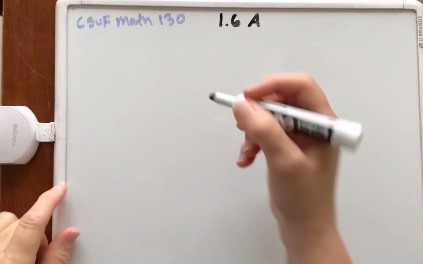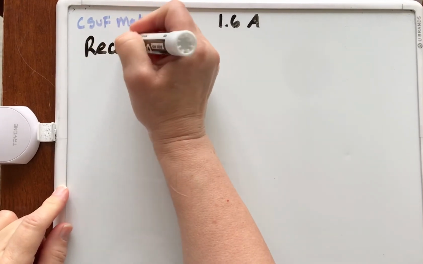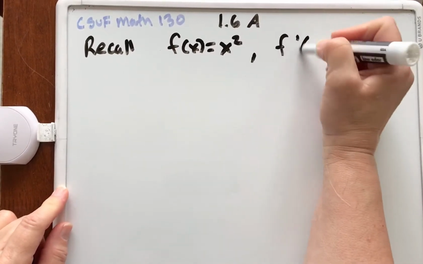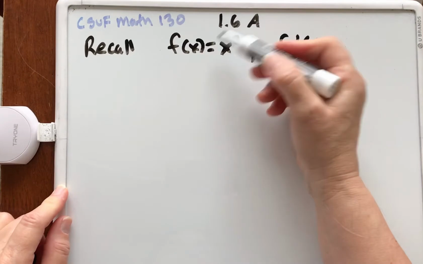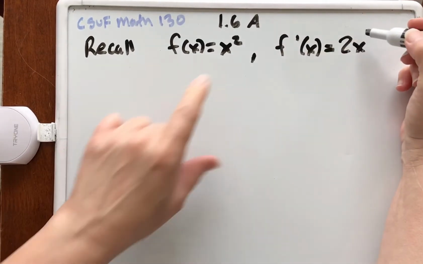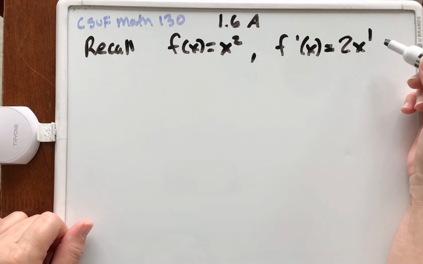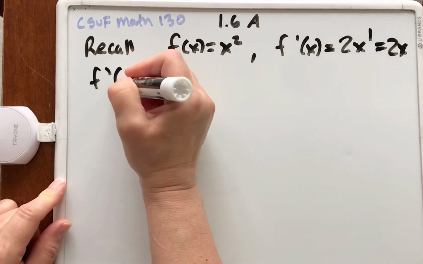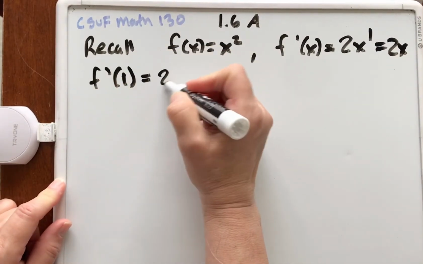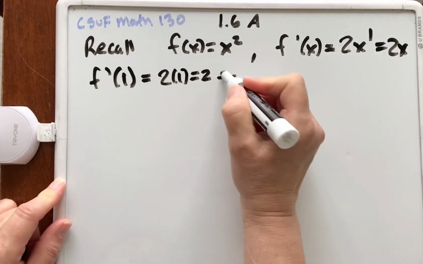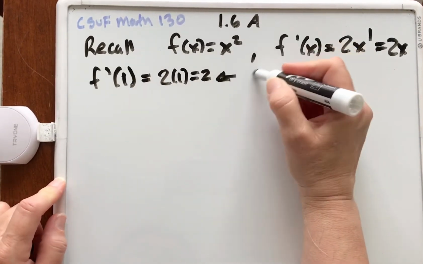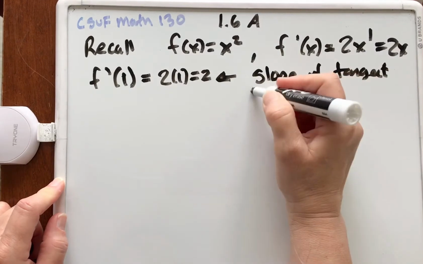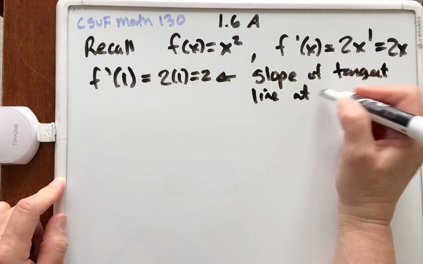1.6a. Okay, what we talked about last time, recall if f of x equals x squared, f prime of x equals, we bring the 2 over, and then we minus 1 from the exponent, which is just 2x. Okay, and then we went on to say we can evaluate f prime of 1, which would be 2 times 1, which equals 2. And this represented the slope of the tangent line at f of 1.